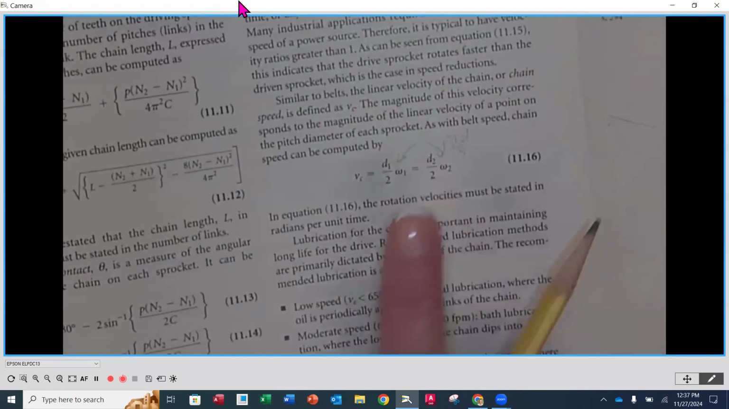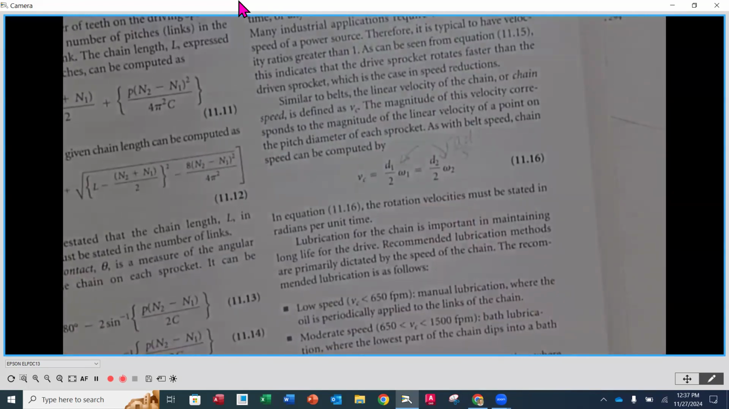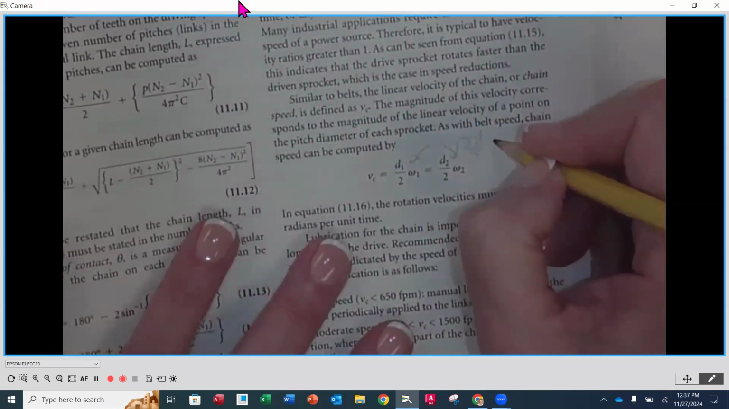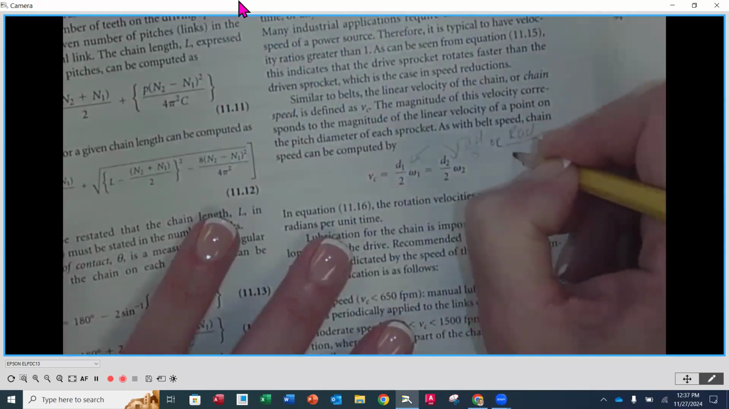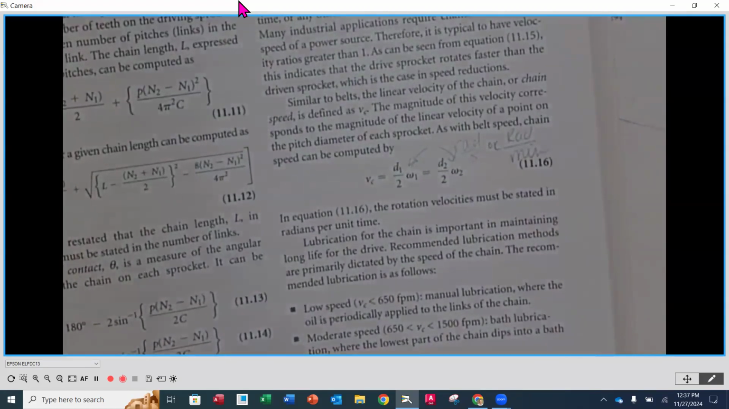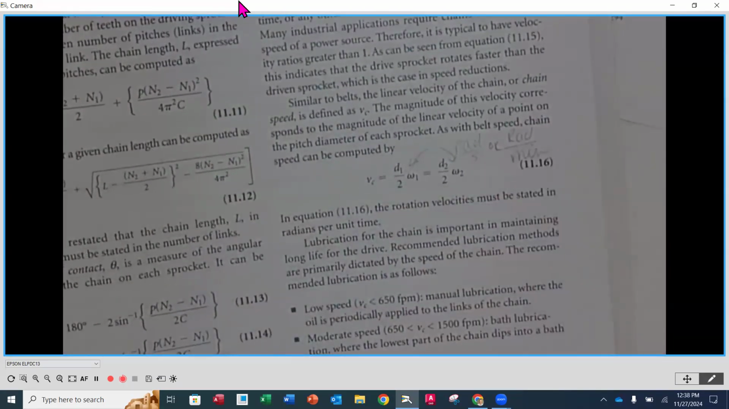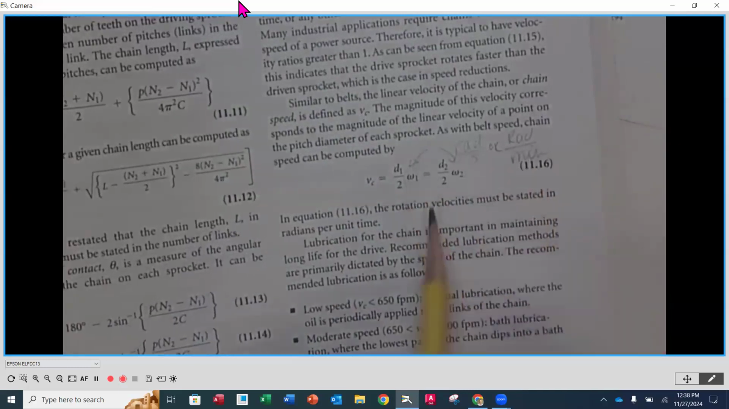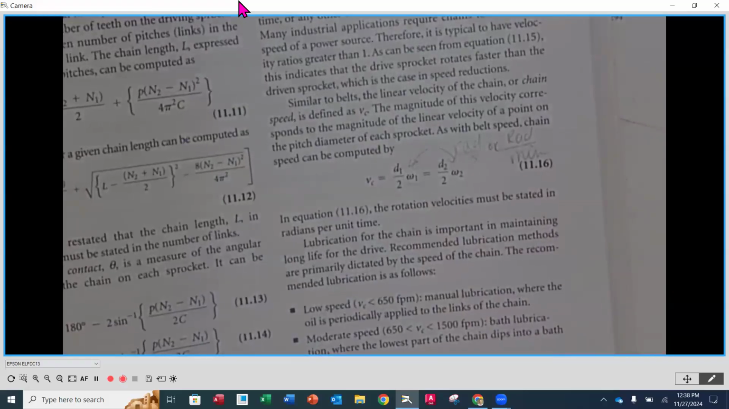So always check that. Additionally, our W has to be in radians per second or radians per minute. We saw when we did our belt speed that the standard units we express that in is feet per minute. We're going to find that same thing for chains. Chains are going to be feet per minute. So W, instead of in revolutions per minute, which is probably what you're going to calculate, you're going to put into radians per minute to use in this equation.